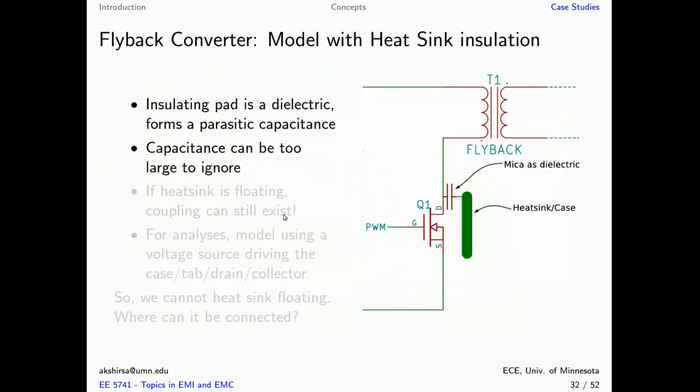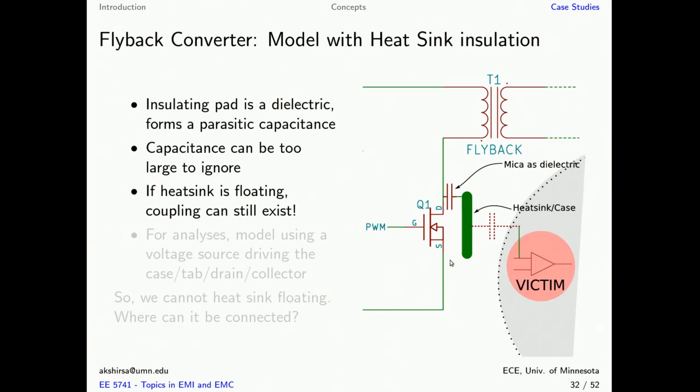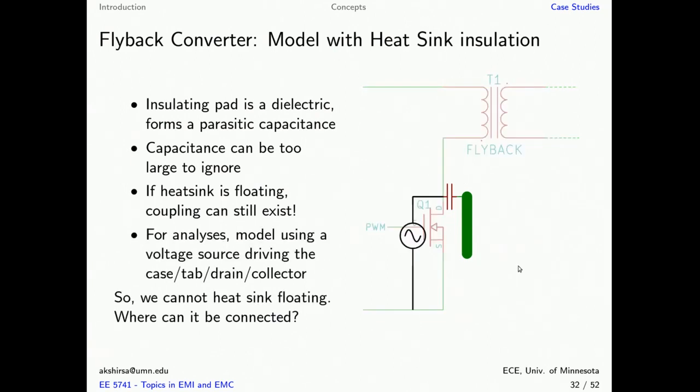Typically, we add some mica, and what is going to happen as a result is that it's going to form a parasitic capacitance between the actual heatsink and the power device. Now, if we leave this heatsink floating, we can still get some amount of coupling based on the parasitic capacitance here and the parasitic capacitance here. There's still going to be some noise that couples into our nearby circuits. So to analyze this situation, we can model this entire system as a switching noise voltage connected to the drain and how that affects the system.